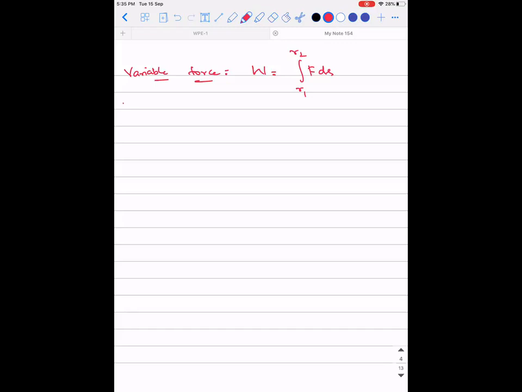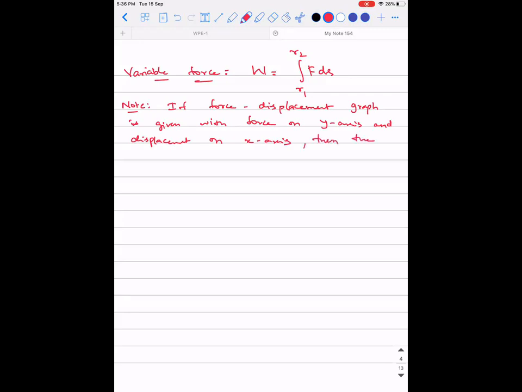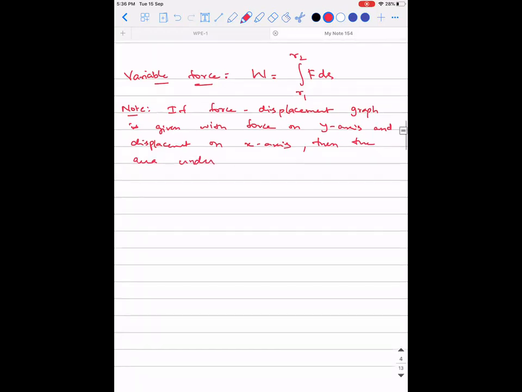One more important point, please make a note of it. If a force-displacement graph is given, with force on the y-axis and displacement on the x-axis, then the area under the graph gives the value of work done. Make a note of it.